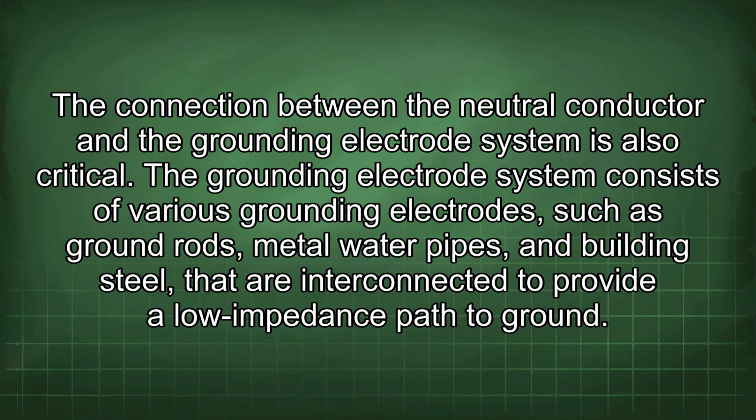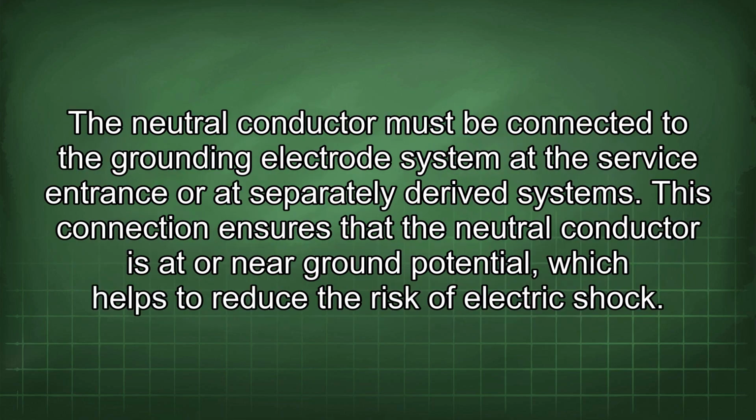The connection between the neutral conductor and the grounding electrode system is also critical. The grounding electrode system consists of various grounding electrodes, such as ground rods, metal water pipes, and building steel, that are interconnected to provide a low impedance path to ground. The neutral conductor must be connected to the grounding electrode system at the service entrance or at separately derived systems.